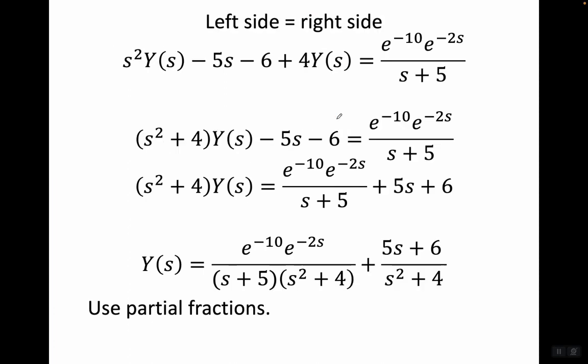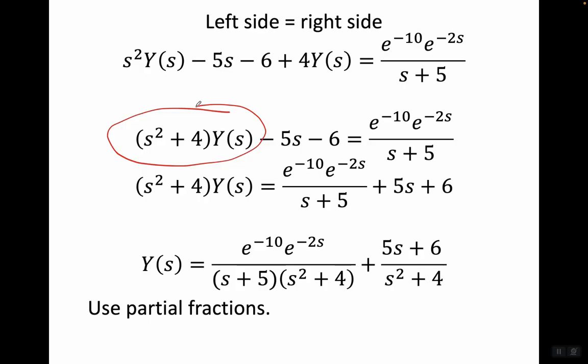Okay, putting the pieces together, the left side equals the right side. That took forever. Ultimately, we want to get capital Y of s all by itself. So let's pull those factors together. We have s squared plus 4 times Y of s minus 5s minus 6 equals e to the negative 10, e to the negative 2s over s plus 5.